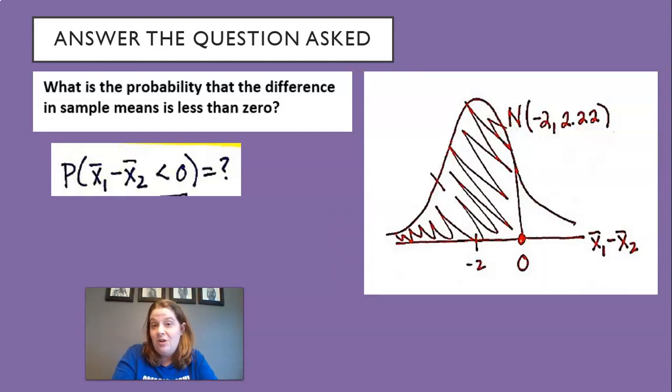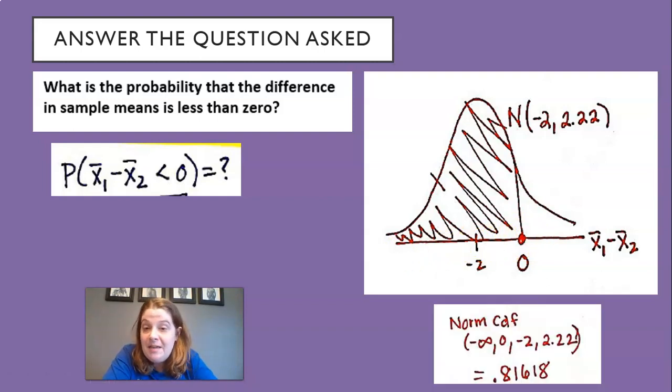That gives us the ability to draw that picture we've been drawing. So I'm going to draw the curve. I'm going to label the x bar 1 minus x bar 2, the difference of sample means, on my x-axis. Mean of -2, standard deviation 2.22. That puts the mean of -2 in the middle. It's going to put 0 over here on the right, and we want less than 0. So I'm just going to use normal CDF in my calculator from -infinity to 0, with a mean of -2 and standard deviation of 2.22. We get about 82% here for our final answer.